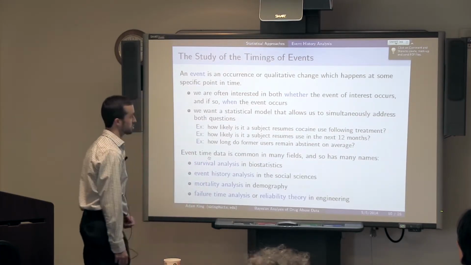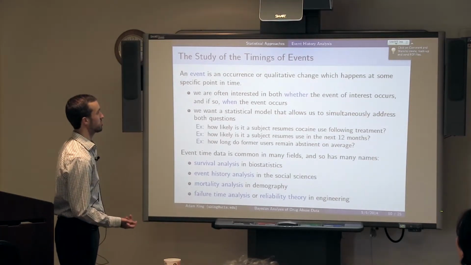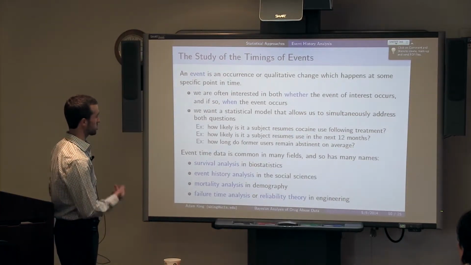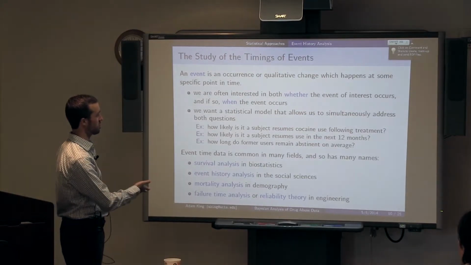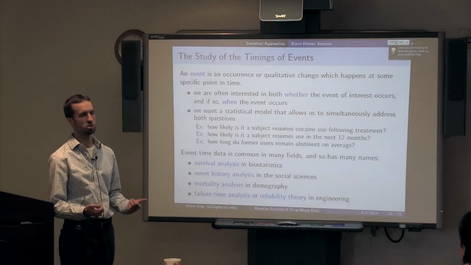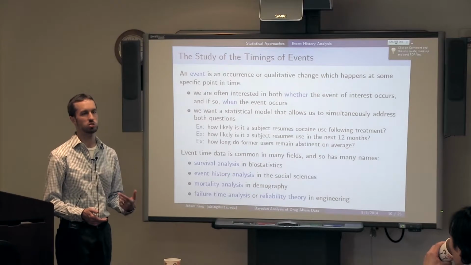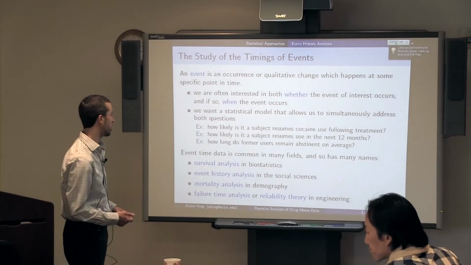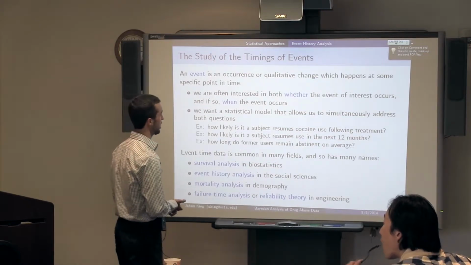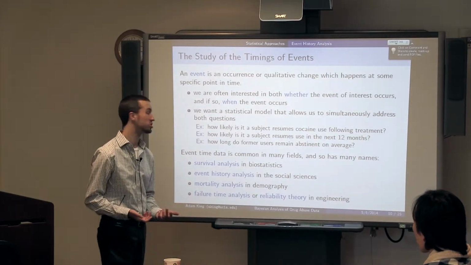Okay, so again, the first thing we're going to talk about is event history analysis. An event is an occurrence or qualitative change which happens at some specific point in time. This is a review of the event history analysis approach, as opposed to the approach I discussed earlier, where we take time, divide it up into chunks, and analyze some aggregate measure as a standard vanilla longitudinal outcome. The nice thing about event history analysis is that it allows us to answer both whether events occur and, if so, when they occur, in one single model.